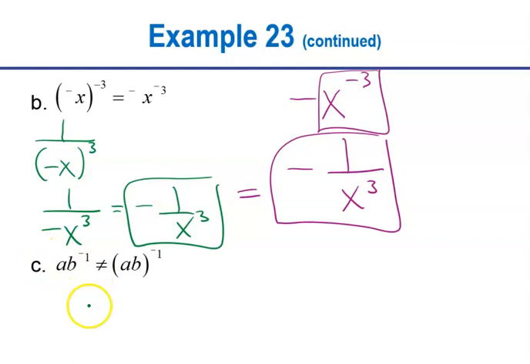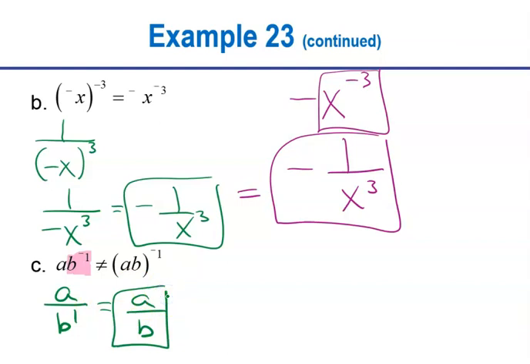Left-hand side I'm going to do in green. A times b to the negative 1 power. Now, what's actually raised to the negative 1 power? Just the b. That's it, because there's no parentheses. So that's going to be a over b to the first power, which can be written as a over b. That's the left side completely simplified.